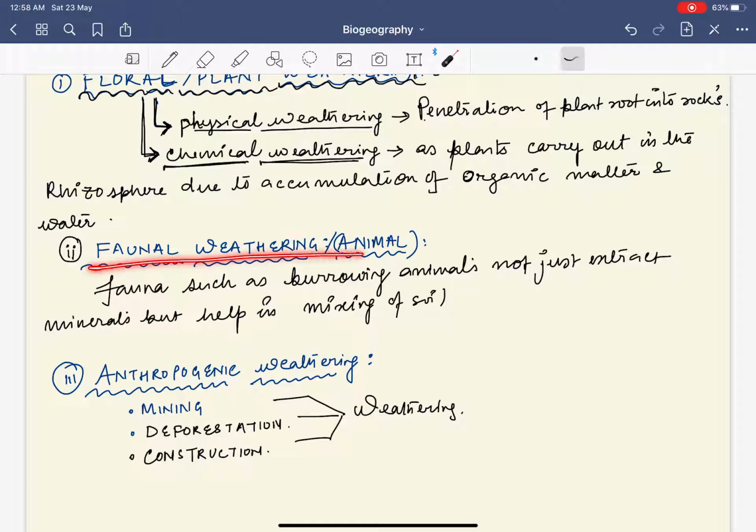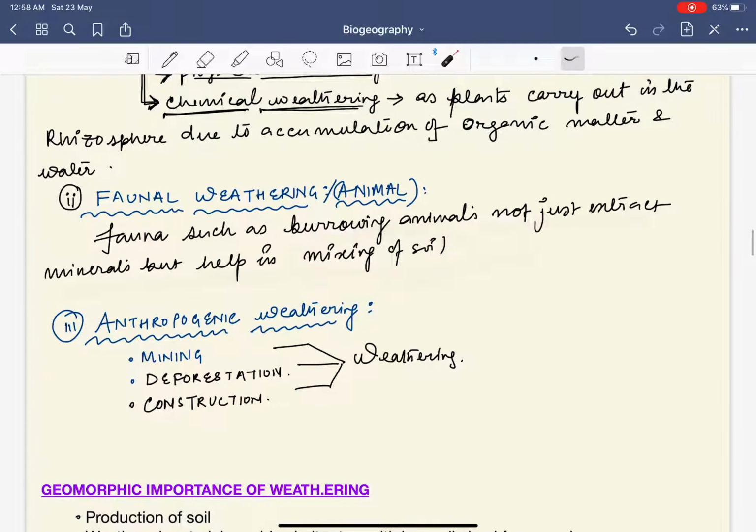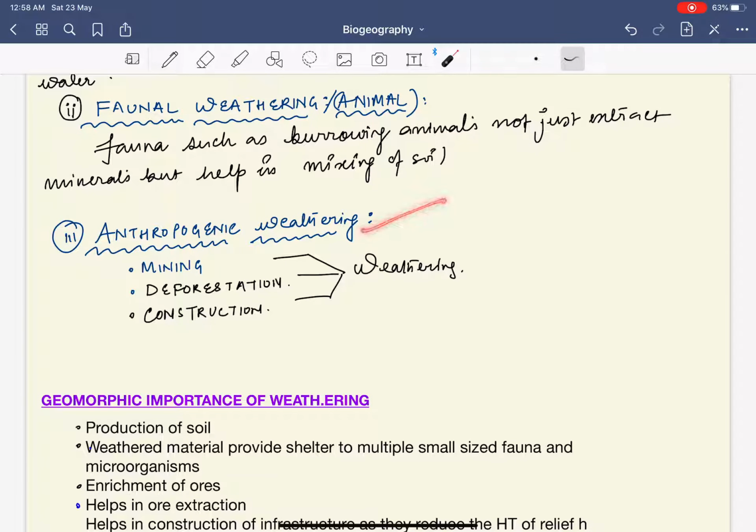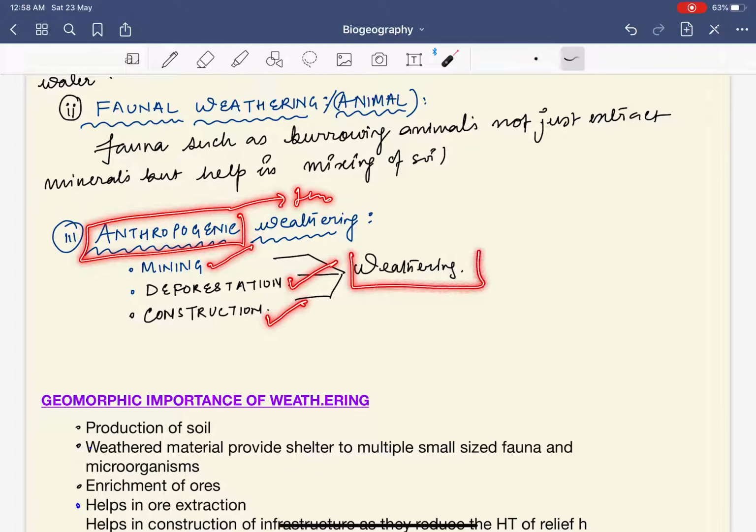Next is faunal weathering. Faunal weathering is nothing but the weathering done by animals. Faunal, such as burrowing animals, not just extract the minerals but help in mixing of the soil. Next is anthropogenic weathering. What is anthropogenic weathering? It is the weathering caused by humans. Examples are mining with the help of deforestation, and construction.